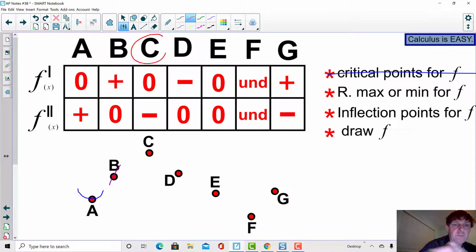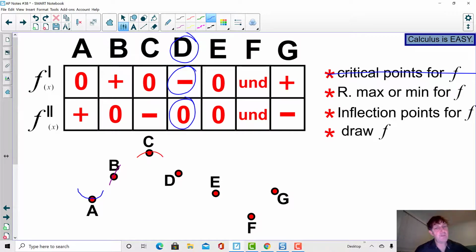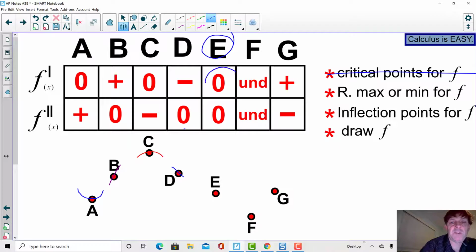When we get to x equals c, we're going to have a horizontal tangent slope, and we're also going to be concave down. That's going to look something like this. When we get to x equals d, we're going to be decreasing. Second derivative is 0, means you're not concave up and you're not concave down. So usually we just put a line for that. At point E, we're going to have a horizontal tangent slope. And again, we're not concave up or concave down, so it's just going to be kind of like a line.